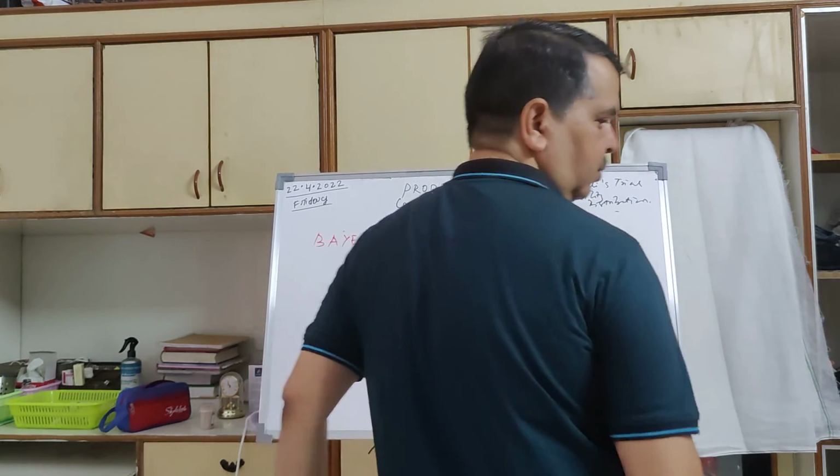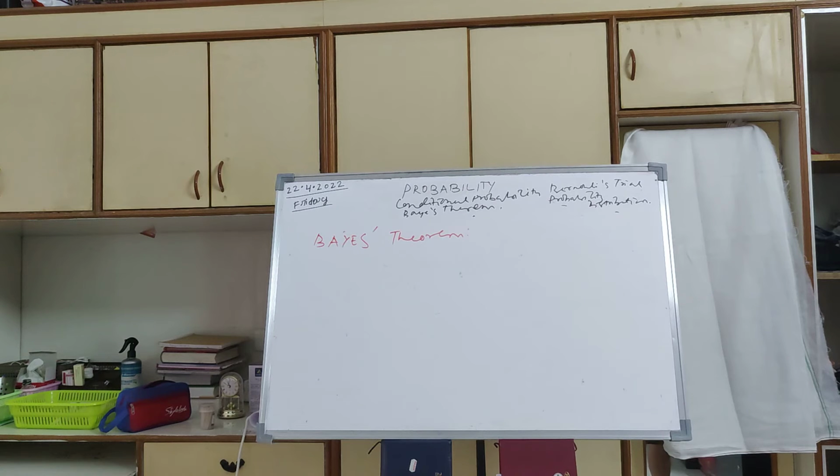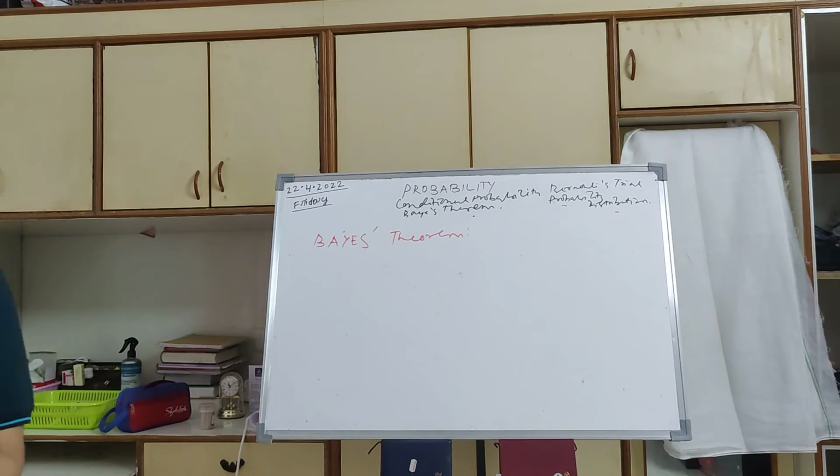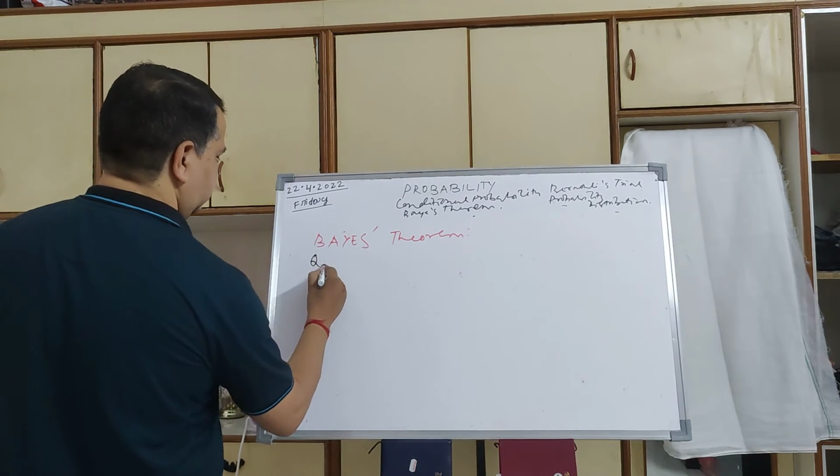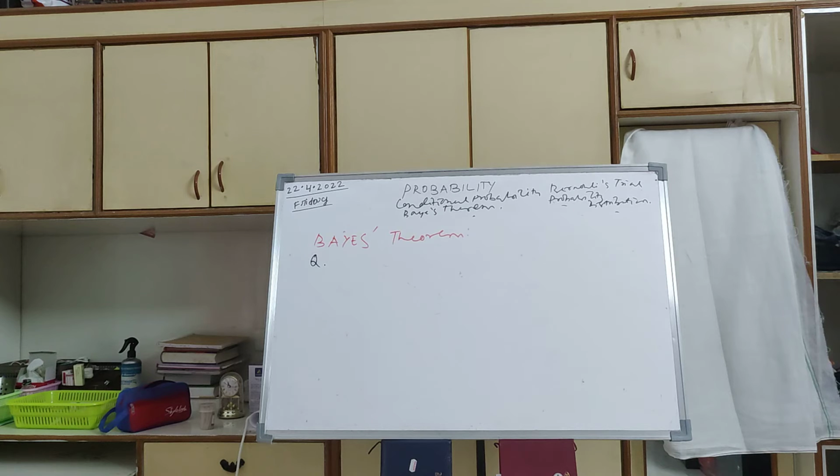This is the theorem of total probability. Using this theorem of total probability, we can solve some numericals also. Let us do one example. A person has undertaken a construction job.